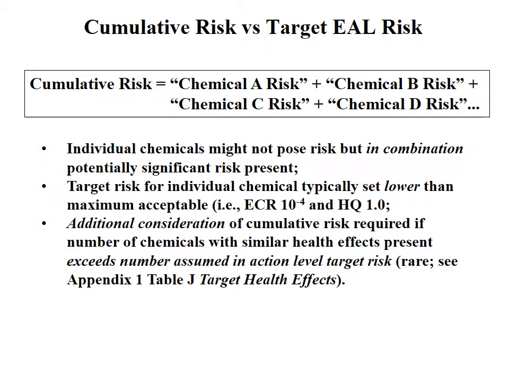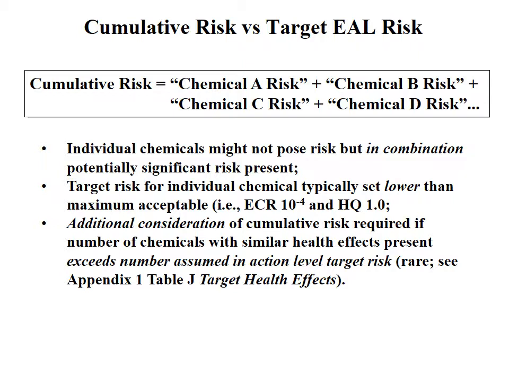We'll look at those in a minute. The target risk for individual chemicals is typically set lower than the maximum acceptable risk. So for example, the excess cancer risk of 10 to the minus 4 with a hazard quotient of 1. Additional consideration of cumulative risk is required if the number of chemicals with similar health effects present at the site exceeds the number exposed or the number assumed in the action levels target risk. This is rare if you set your action levels properly.